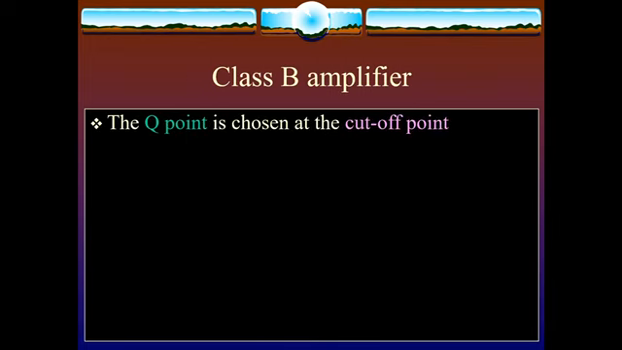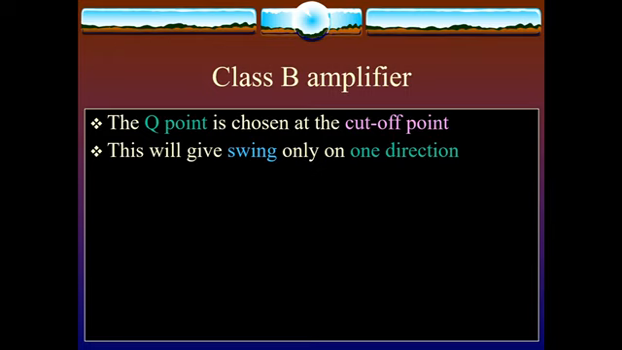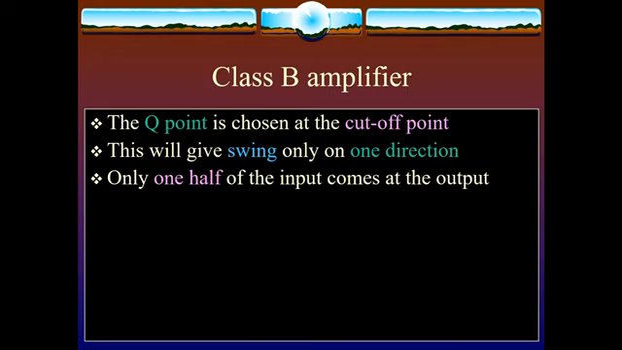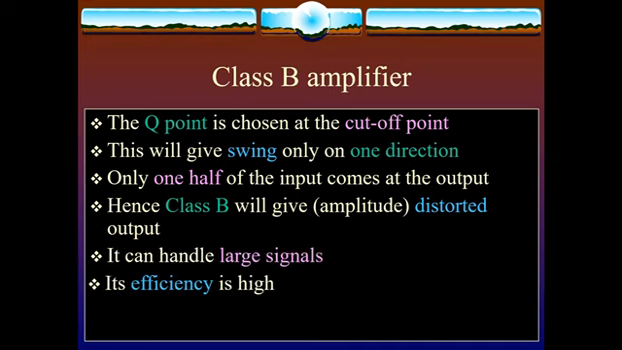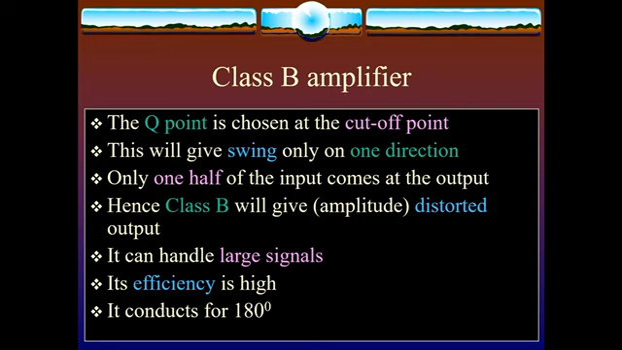So next is the class B amplifier. In a class B amplifier, the Q point is chosen exactly at the cutoff, so that this gives a swing only in one direction, whereas in class A it is equally distributed in both directions. Only one half of the input comes at the output. Hence, class B gives an amplitude distorted output. It can handle very large signals. Compared to class A, its efficiency is very high. It conducts for 180 degrees. This is about the class B amplifier.